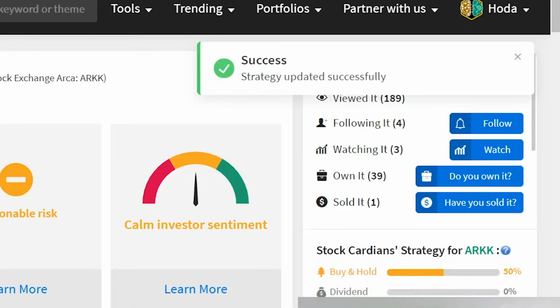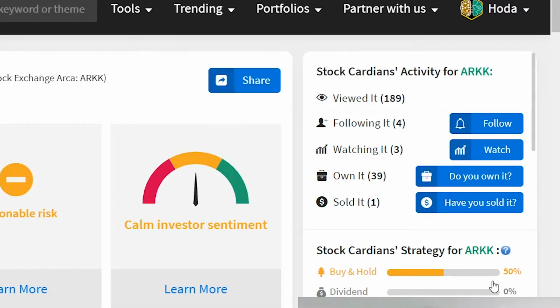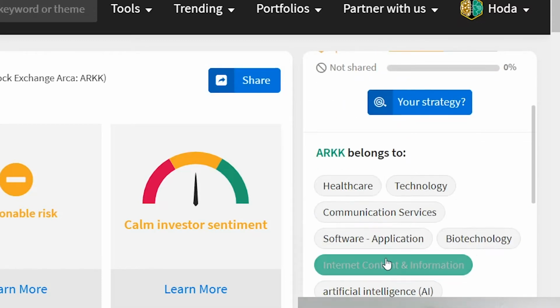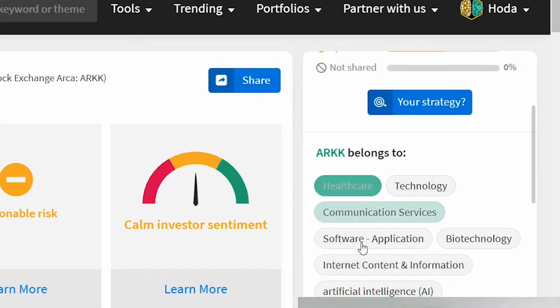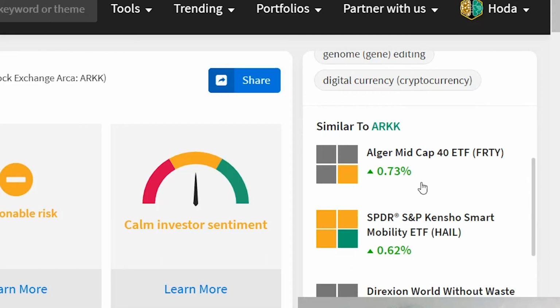And looks like it's 50-50 between me and other folks, other stock guardians. Some own it for buy and hold and some own it for speculation. Of course, like before, we tell you which theme this ETF belongs to. We just brought it from the left-hand side to the right-hand side, and you can get similar ETFs to ARK.